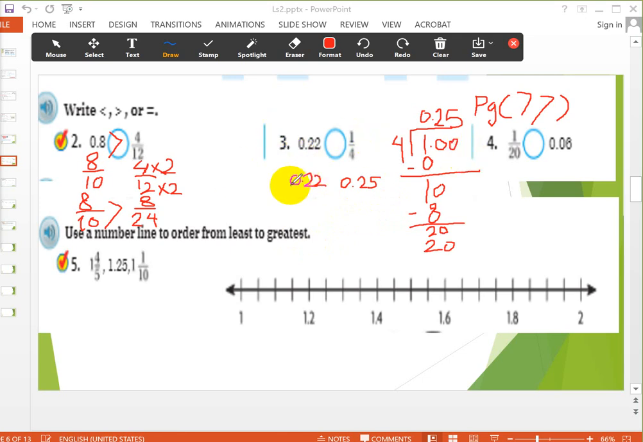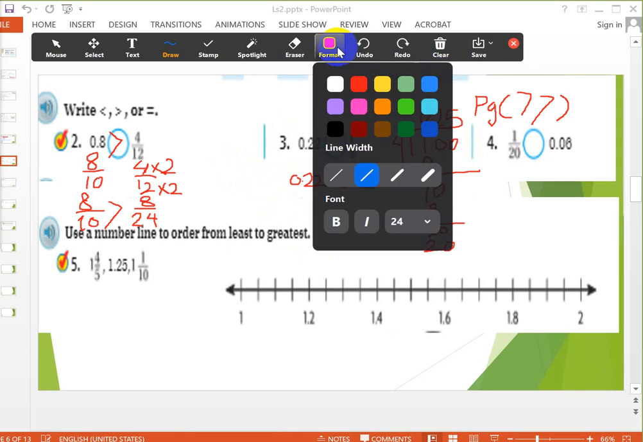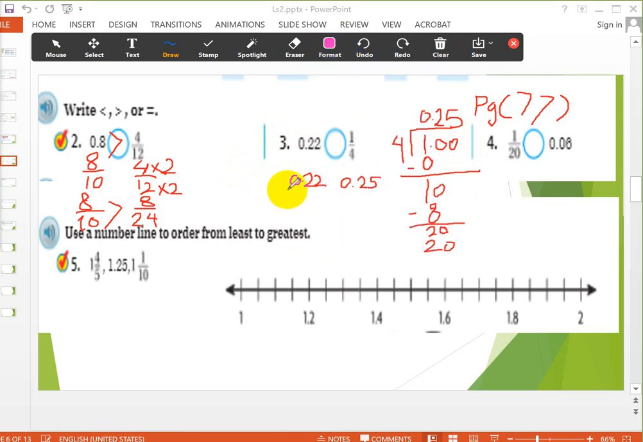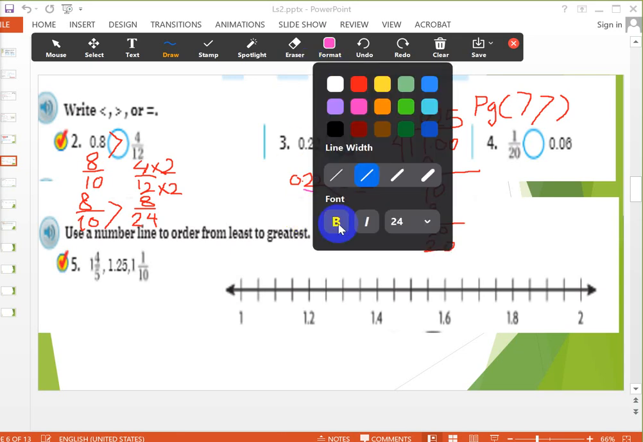Let's start. This one is 0, this one is 0. This one is 0, this one is 0. Now move to the first digit after the point. This one is 2, this one is 2. They are equal. That's mean I have to move to the next one. This is 2, this is 5. Which one is the greater, 2 or 5? 5 greater than 2. That's mean this is the greater number, and the symbol will go to this way. Okay?